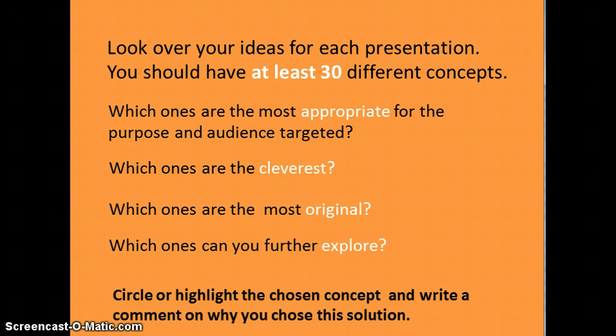And you really need to communicate which one you've chosen. So you can do that by circling or using a highlighter pen, just to show the concept. And you need to write a comment about why you chose this solution. So again, you need to actually say, well, I chose it because the audience really likes this idea, or I chose it because the client really wanted me to use this type of theme. So you need to be really clear about that in your annotations.